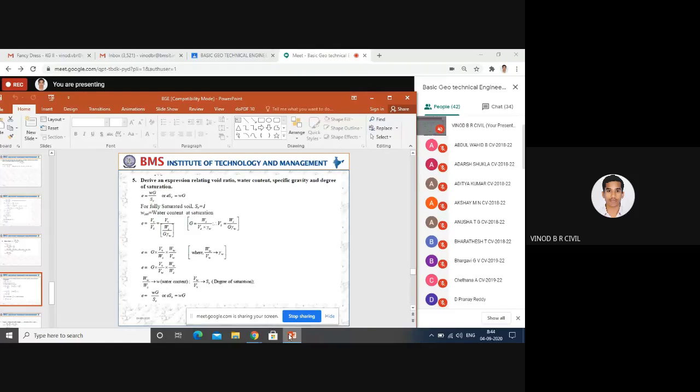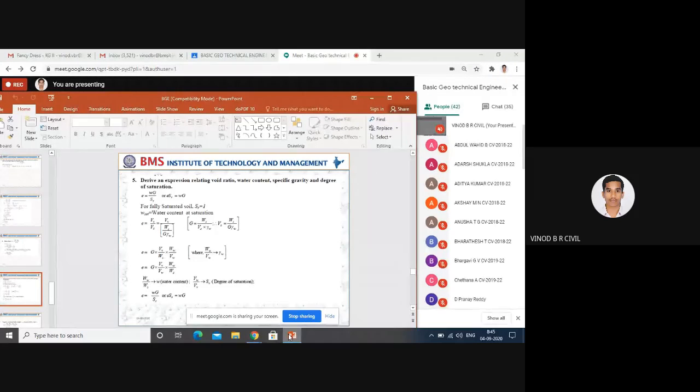For fully saturated soil, SR equals 1. The best example is lake soil, where the degree of saturation is 1 or 100%. The water content of saturated soil is w sat. Therefore, e, the void ratio, is equal to water content into specific gravity G divided by SR. By cross multiplication, e into SR is equal to w into G.